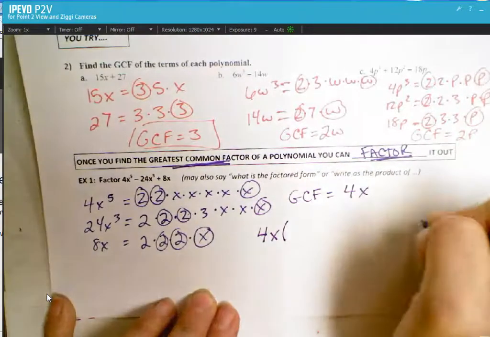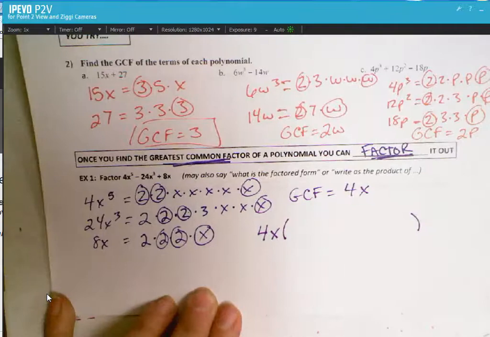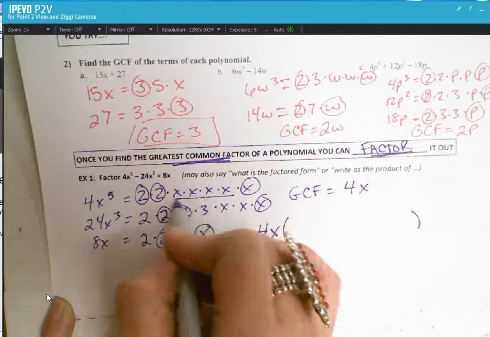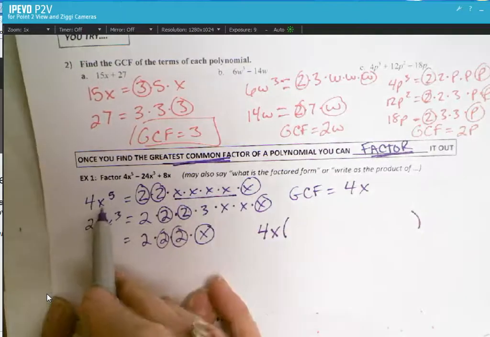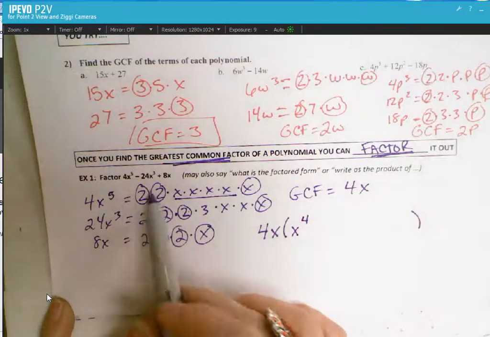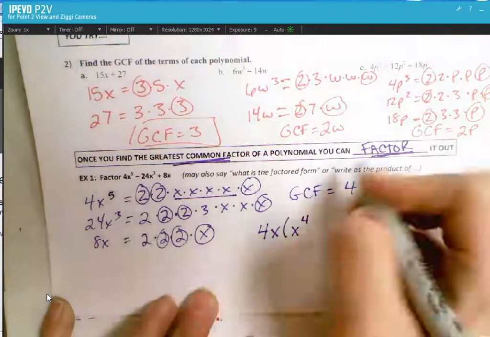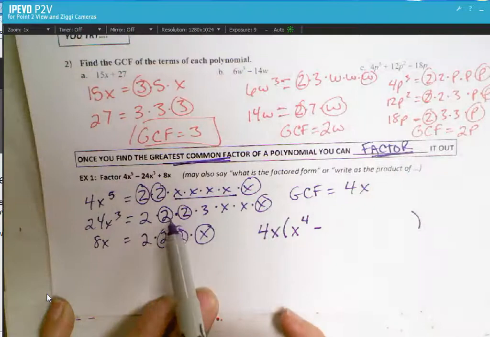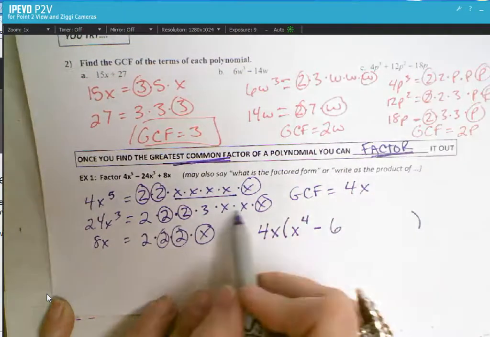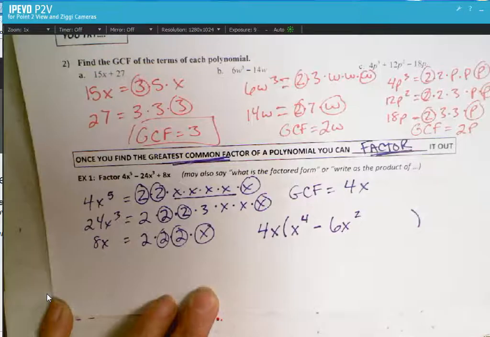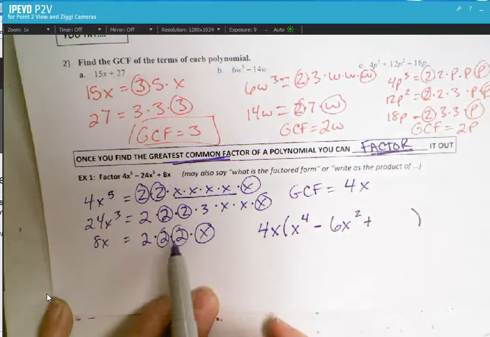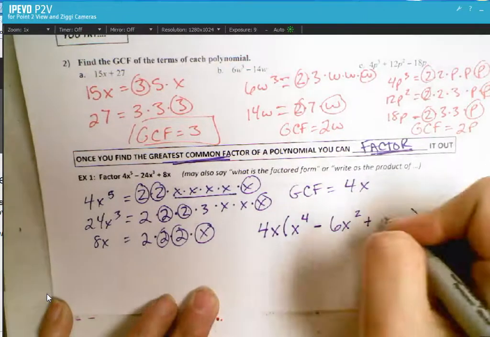Then what gets left is what we must have distributed into. 4x, this is what's left. x times x times x times x in this first term, so that must have been x to the 4th. What's left here, since it's minus 24 up here in the original problem, I got minus. I have already factored out my circles. I have 2 times 3, which is 6, x times x, which is x squared. Then it's a plus 8 in the original, so I know it's a plus here. I already used my circles. All I have left is 2.